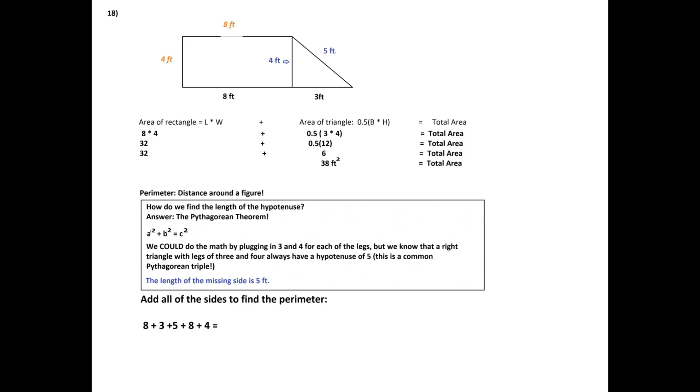All we have to do now is add the sides and find the perimeter. So I'm going to start with the bottom of our rectangle. So I'm starting with 8 plus 3 plus 5 plus 8 plus 4 equals 28 feet. And it's not feet squared, it's just 28 feet. We're only going in one direction, not two. So we're just drawing a line. If we were doing area where we're looking at length and width, then it would be feet squared. So the perimeter is 28 feet. The area is 38 feet squared. That's it for number 18. All right, we keep it short and sweet, and that's it.